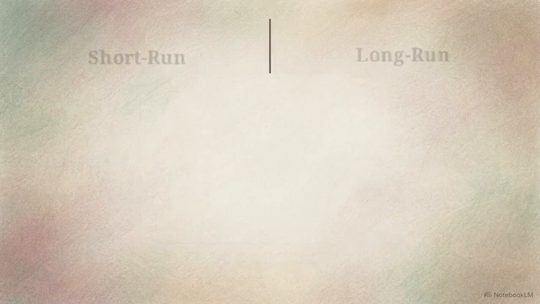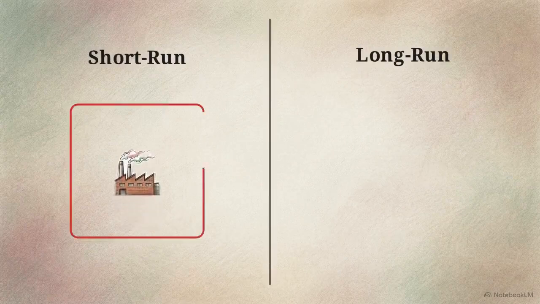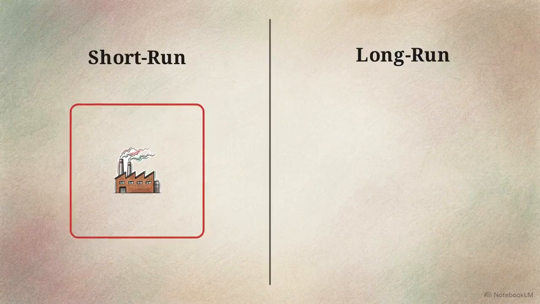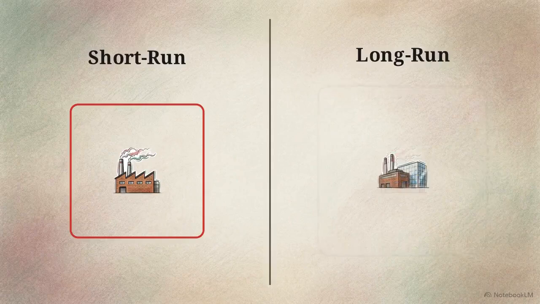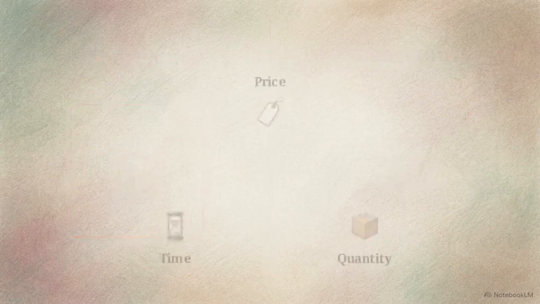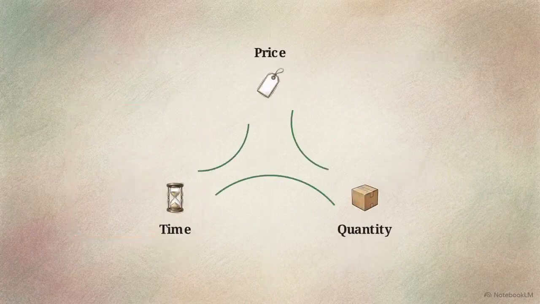But a producer's reaction time is limited by physical constraints. In the short run, certain production factors are fixed. A manufacturer might have a set number of machines, or a farmer a specific amount of land, meaning they cannot immediately increase output even if prices rise. Give them enough time, however, and we enter the long run. In this time frame, producers can adjust every factor of production, hiring more staff, buying more land, or installing new technology to meet shifting market conditions.